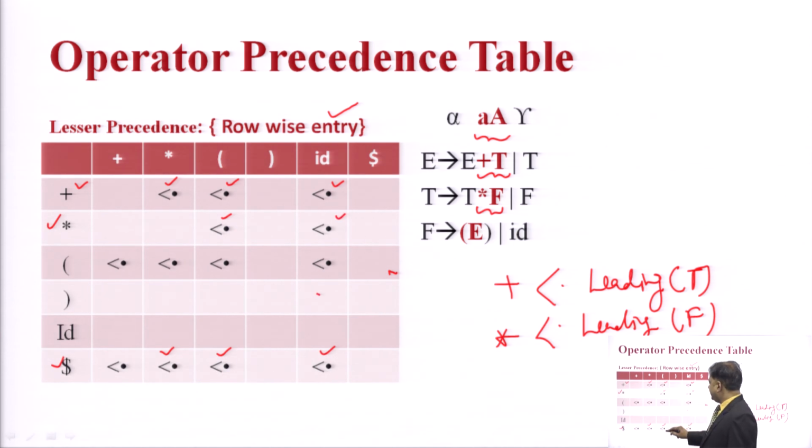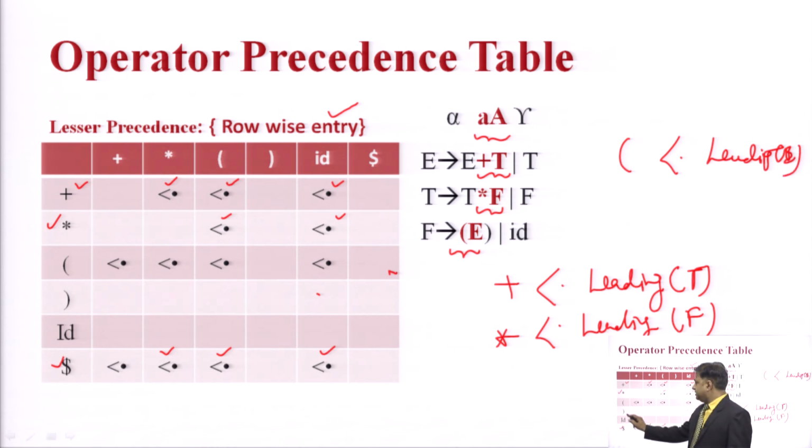Similarly, we also define with the dollar sign, that is already filled. Next is opening bracket E, that means this has less precedence with the leading of E, right. So, opening bracket means this is my opening bracket and the leading of E is plus, star, opening bracket and ID, and also define with the dollar sign, right. So, in this way we can fill the table for the less precedence.